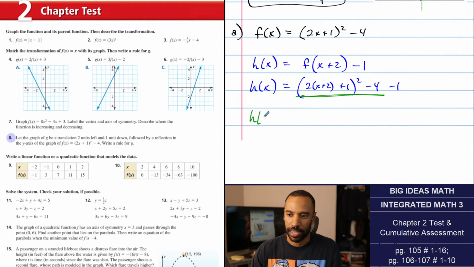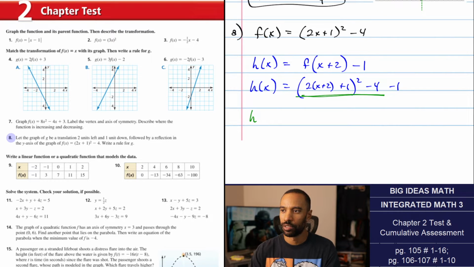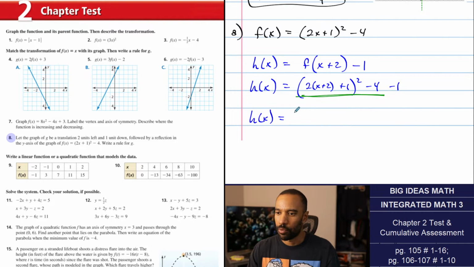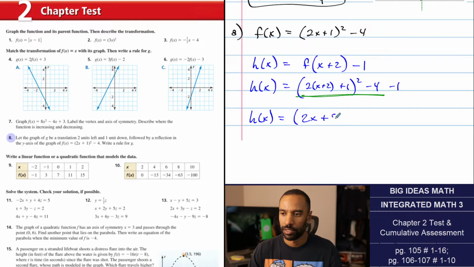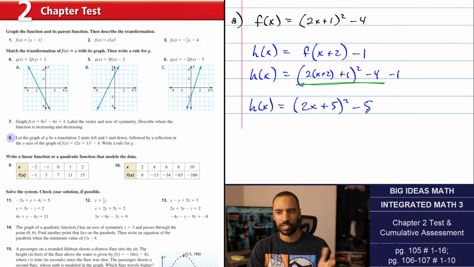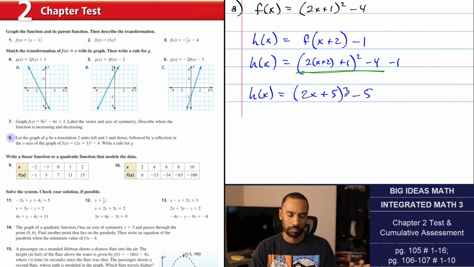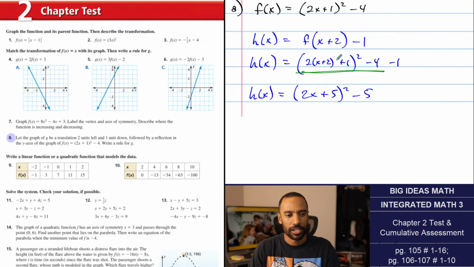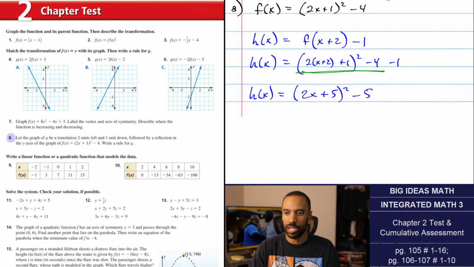Now I can distribute that. Whoops, let's keep using blue. And we get 2x plus 4 plus 1 is 2x plus 5, quantity squared minus 5. So there's that version of it. I'll still leave it in that form for now, as long as it seems like that's what they were doing before. So I'll do it as well. Followed by a reflection in the y-axis. So now g of x is what I can get to. That was the two translations.